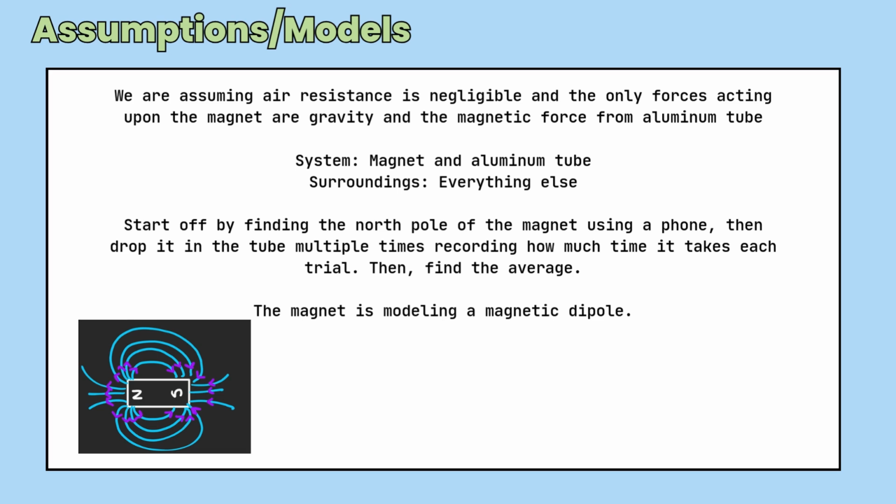So you're going to start off by finding the north pole of the magnet using the magnetometer on a phone, like we did with Lab 3. Then you're going to drop it in the tube multiple times, recording how much time it takes each trial, and then find the average. The magnet itself is going to be modeling a magnetic dipole, which I drew in the bottom left corner to represent it.